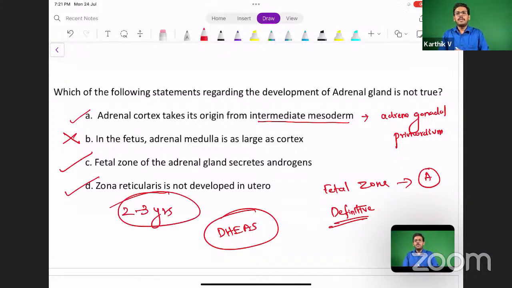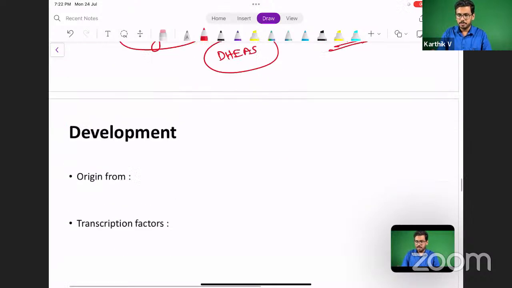So only by 2 to 3 years after birth does the development of zona reticularis occur, and it is complete only by around 10 to 20 years. So the development by 2 to 3 years, maturation by 6 to 8 years, and complete development by 10 to 20 years. That is about zona reticularis.